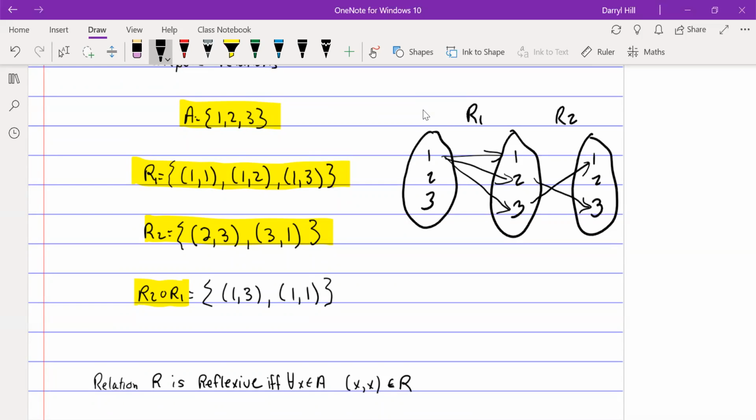All right, so when I compose them, I start with 1 to 1, and then I look, R2 does not map 1 to anything, so I can skip it. 1 to 2, and then R2 maps 2 to 3. So I have this term 1 and 3, and then R1 maps 1 to 3, and R2 maps 3 to 1, so I get a 1, 1 here. Right? So these are simply following as many valid paths as I can from the first set to the last set.